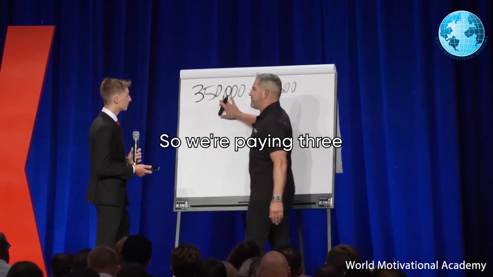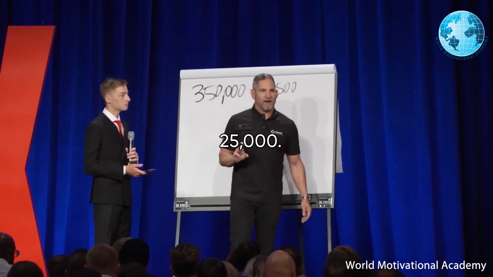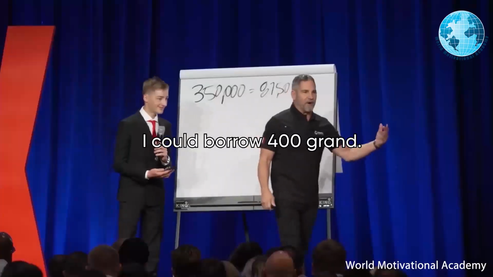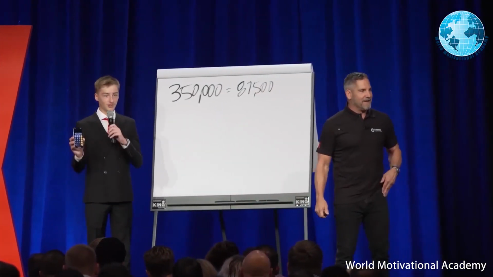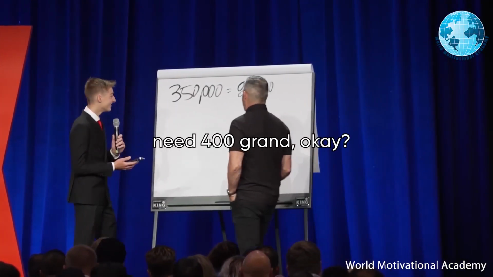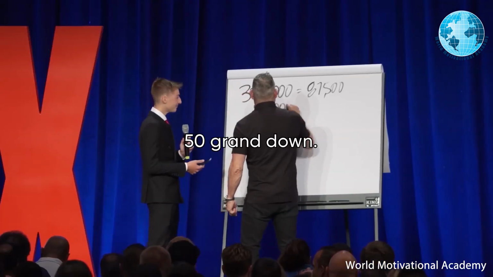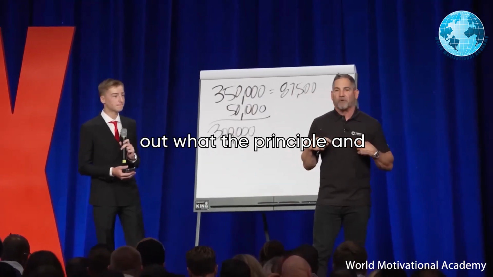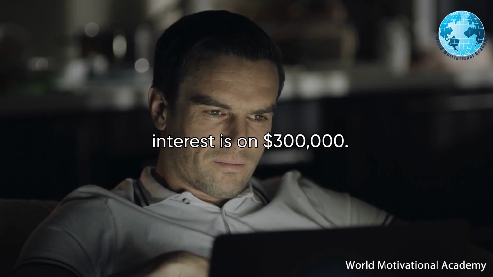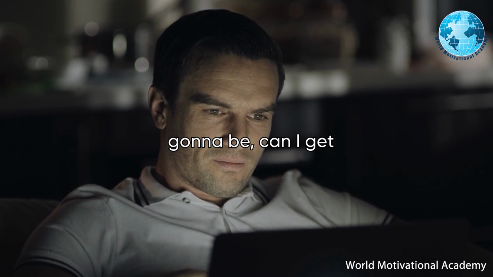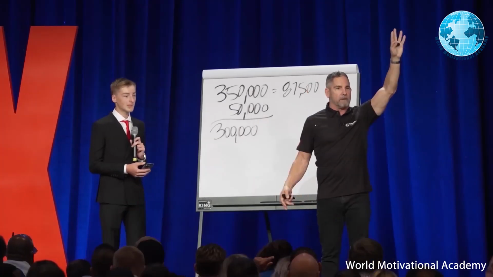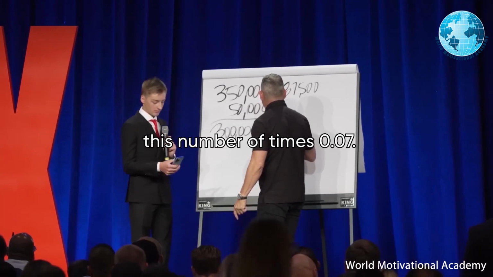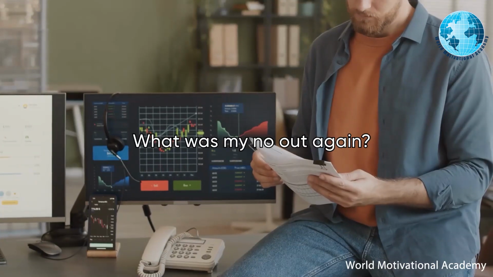So we're paying $350,000 for the deal. Okay, 25,000. Divide that number by 0.0625. I could borrow 400 grand. It's true. I don't need 400 grand, okay? We're going to put 50 grand down and finance $300,000. I need to figure out what the principal and interest is on $300,000. Can I get money at 5% on this deal? 5.5, okay, 5.5. So I want you to multiply this number times 0.07. It's $21,000.